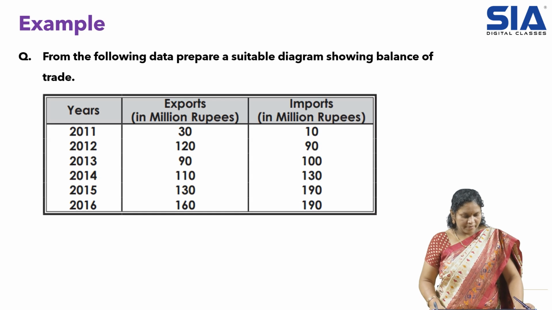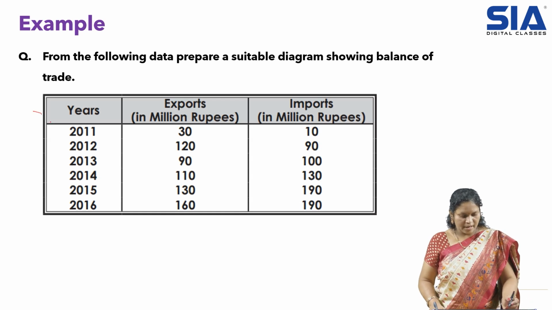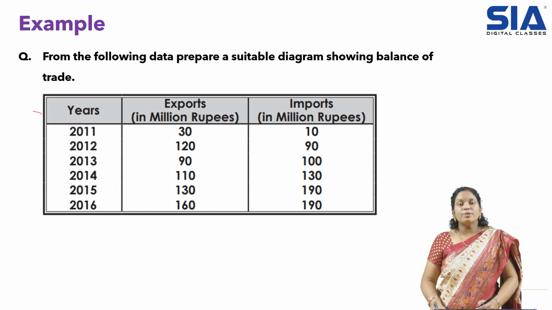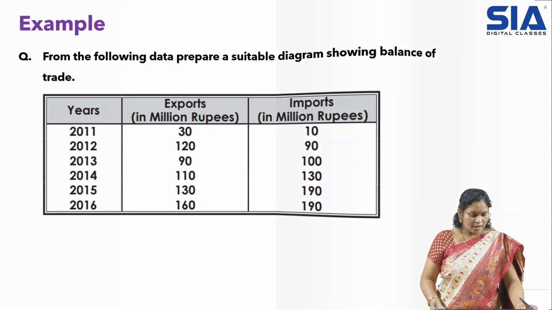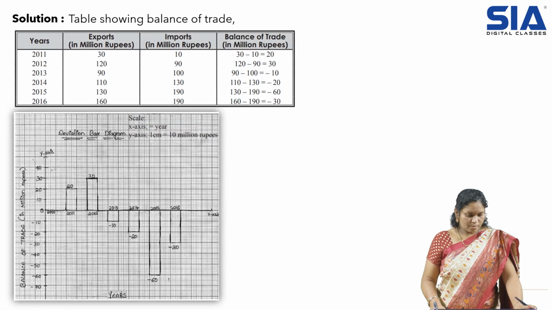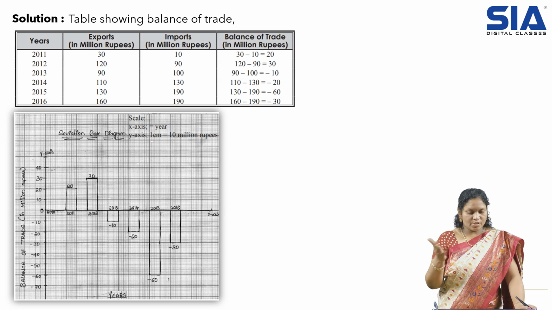So we have as an example again some years, and their exports and imports they have given. For that, let us do the deviation graph. So check how to do it. To do the deviation, we have to take the difference of the data.